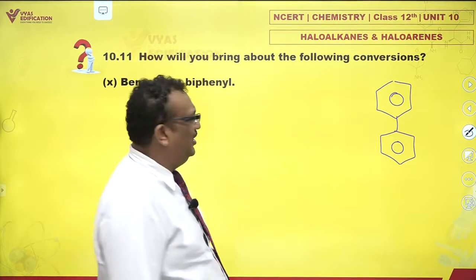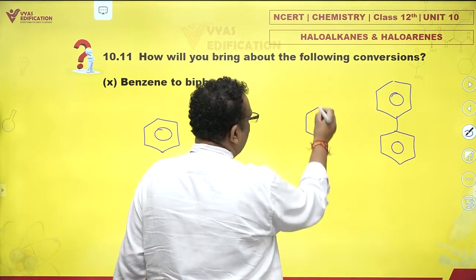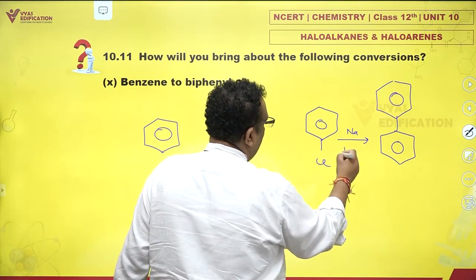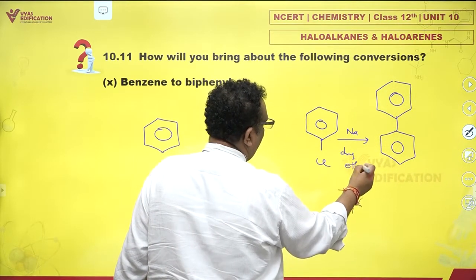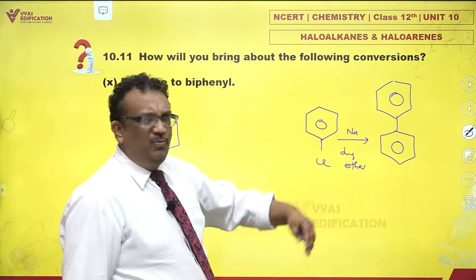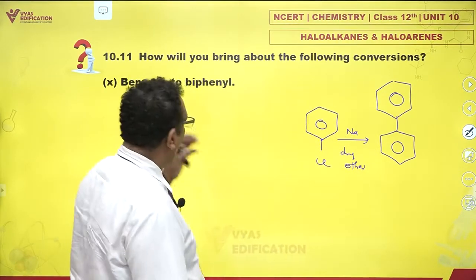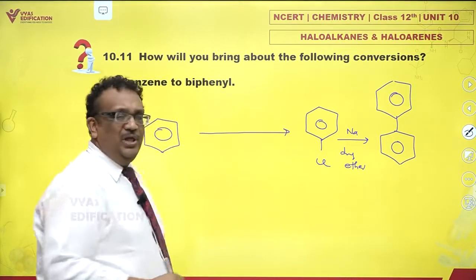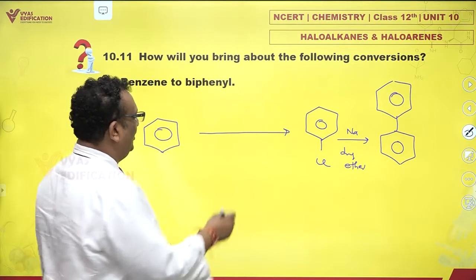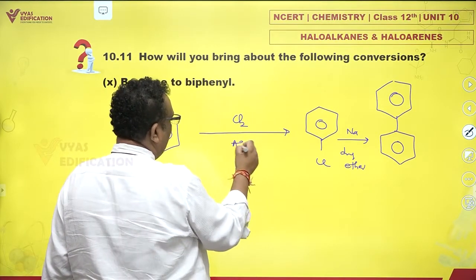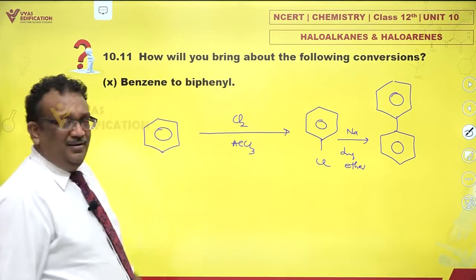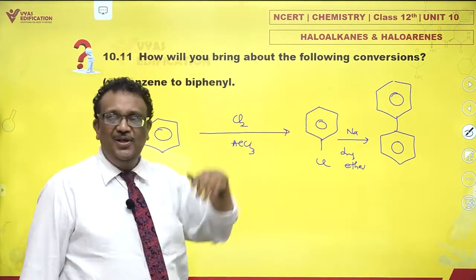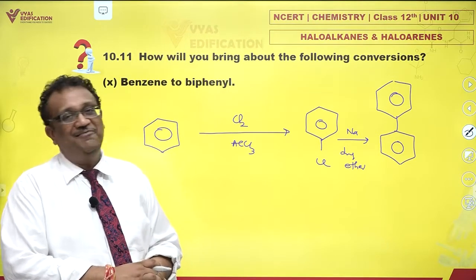How can I get biphenyl? I use Wurtz-Fittig reaction. If I have chlorobenzene and if I use sodium in dry ether, NaCl would be removed and this gets coupled. So all I need to do is to convert benzene to chlorobenzene. And how would I do that? That's again simple. Chlorine, AlCl3. Electrophilic aromatic substitution on benzene will give you chlorobenzene. And from there you can get by Wurtz-Fittig reaction, biphenyl. Simple.